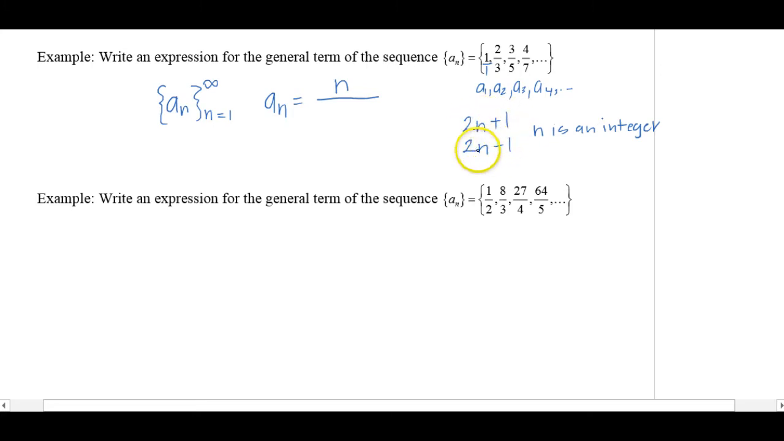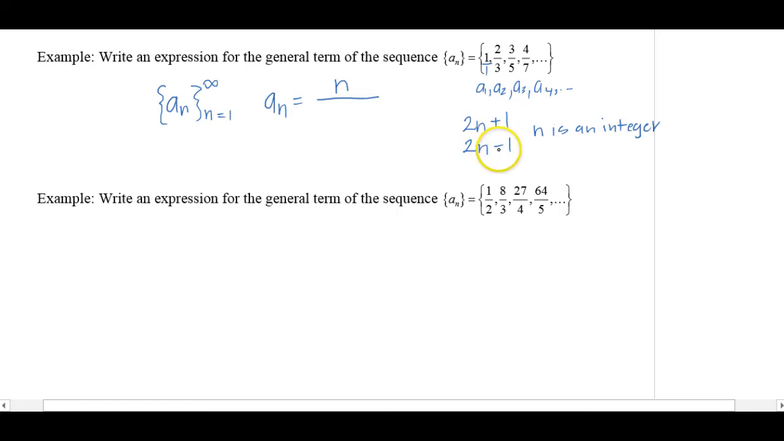So I'm always going to get out the odd numbers from 2n plus 1. And then same thing for 2n minus 1. So if I substitute in 0, 2 times 0 is 0, minus 1 is negative 1. Negative 1 is an odd number. Now plug in 1. 2 times 1 is 2. 2 minus 1 is 1. So I am still going to get out the odd numbers with 2n minus 1.